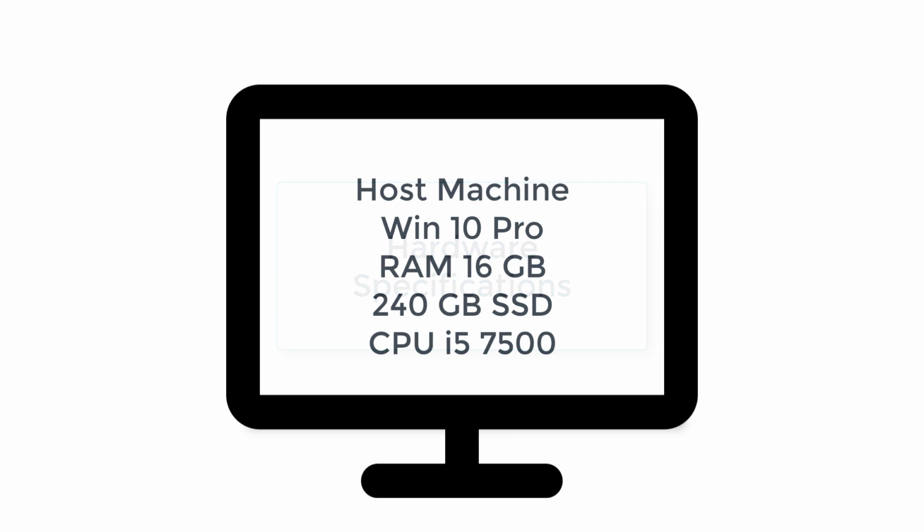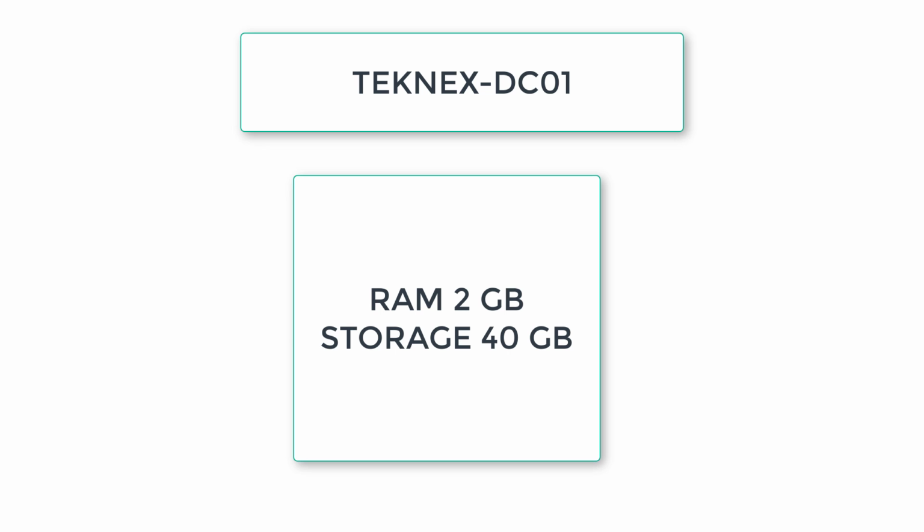Now let's talk about the hardware specification of the host machine where we will install all these virtual machines. My host machine has Windows 10 Professional. RAM is 16 gig, storage is 240 gig. I think it's less, but it will do the job for us. And the CPU is an i5-7500.